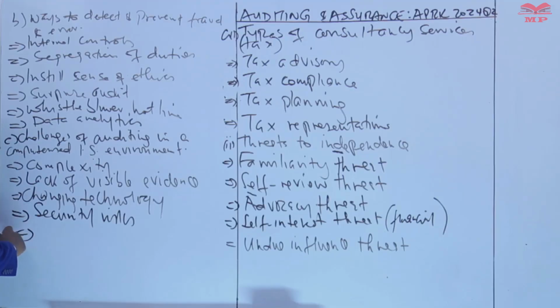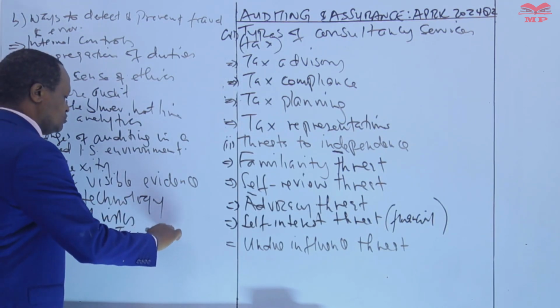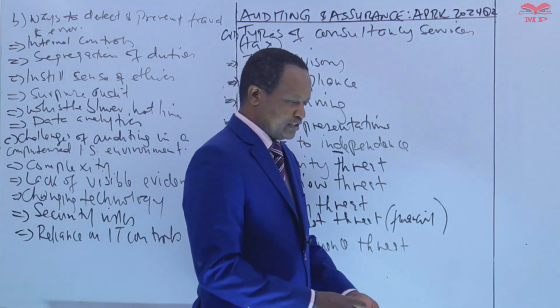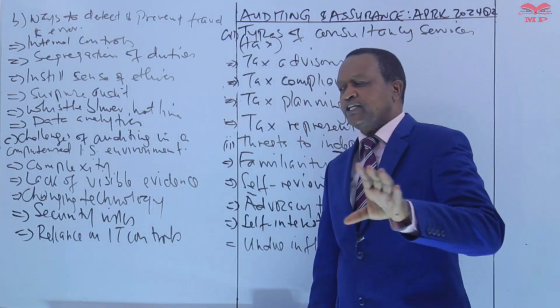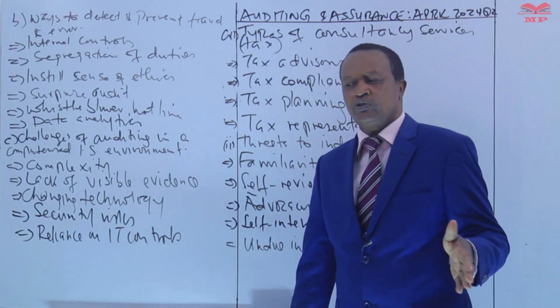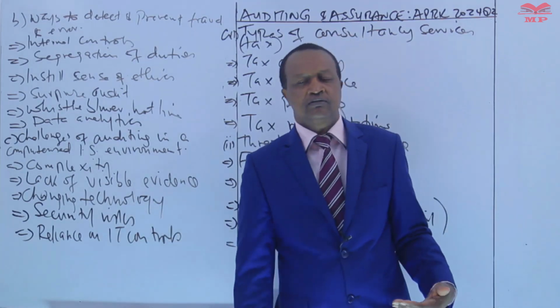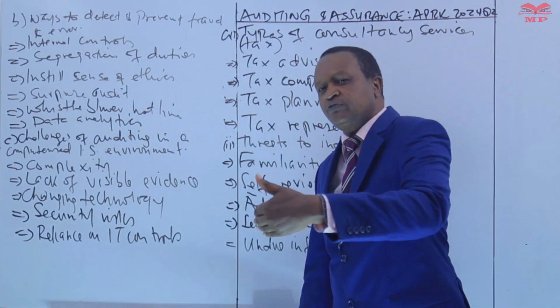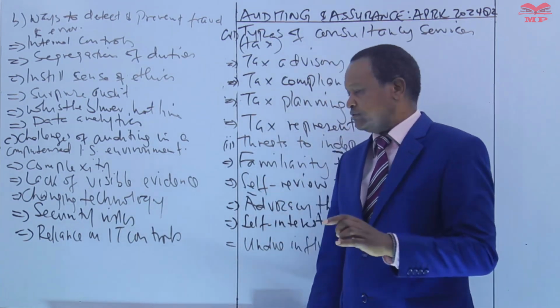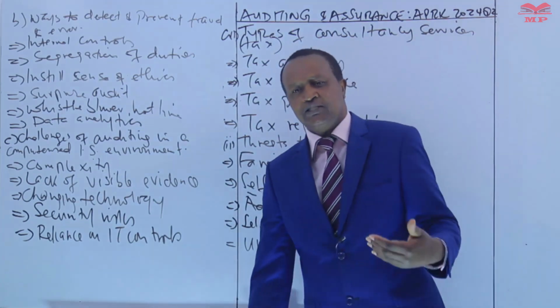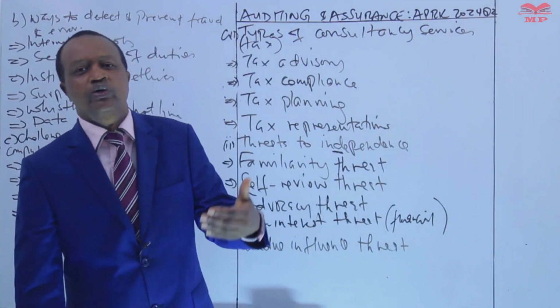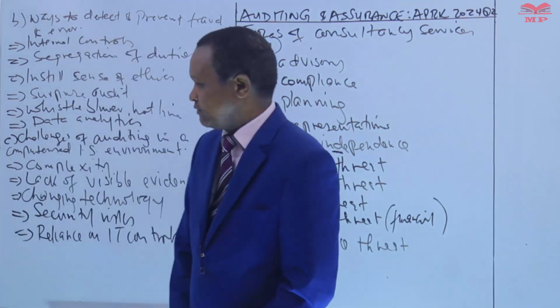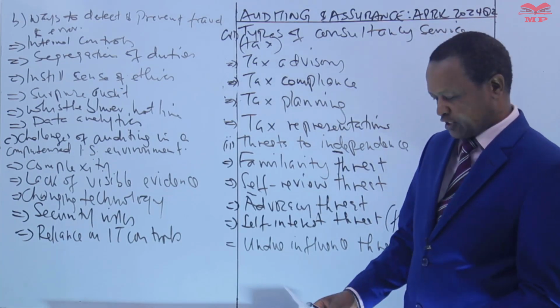We can cite another challenge in relation to reliance on IT controls. Reliance on IT controls is also another challenge in computerized system environment. Auditors often rely on IT controls to ensure the reliability of data and systems. However, assessing the effectiveness of IT controls can be challenging because it may require technical expertise and it may also require specialized audit techniques. Do you understand? So these are 5 challenges.